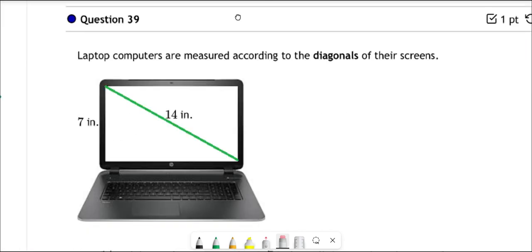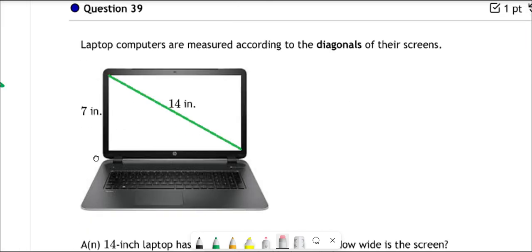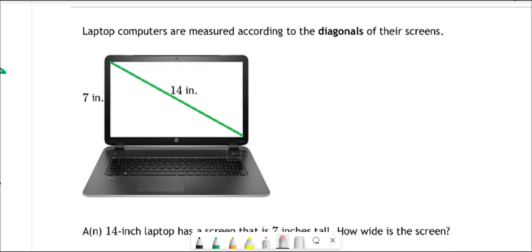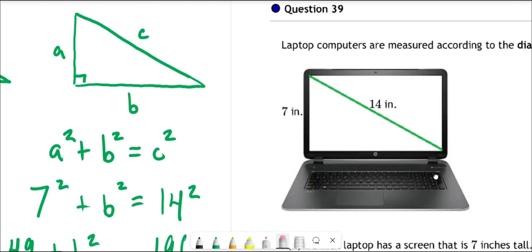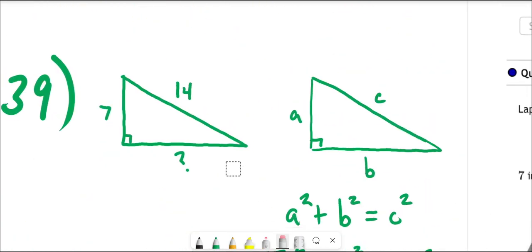Question 39 is a word problem asking us to figure out the remaining side of this laptop screen whose diagonal is 14 and whose height is 7 inches. You might recognize this as a right angle problem.